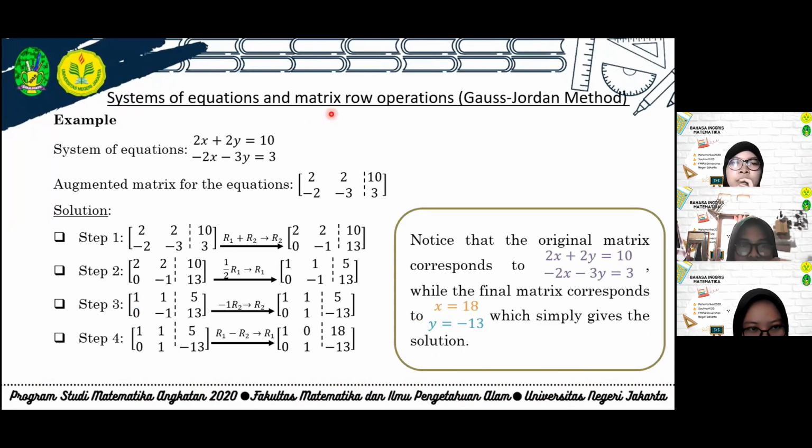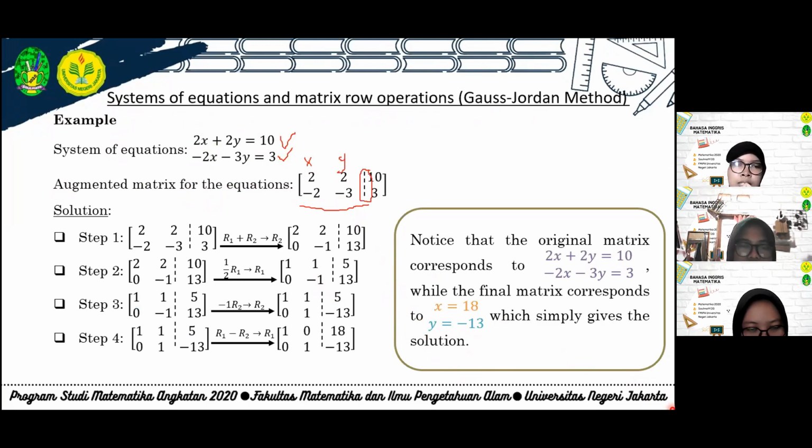System of equations and matrix row operations, the Gauss-Jordan method. We have two equations, equation 1 and equation 2. The augmented matrix for the equations is like this. And we have the symbol to separate the columns x and y from the column of constant terms.